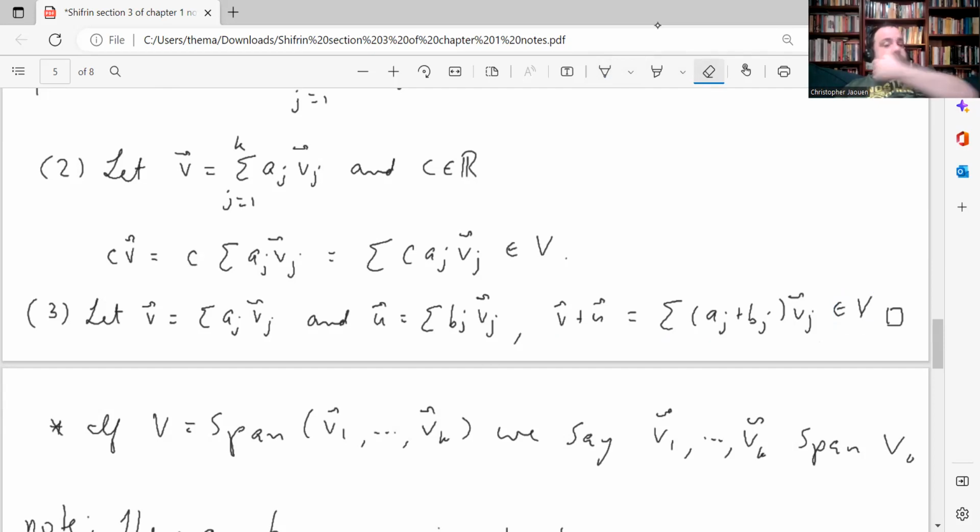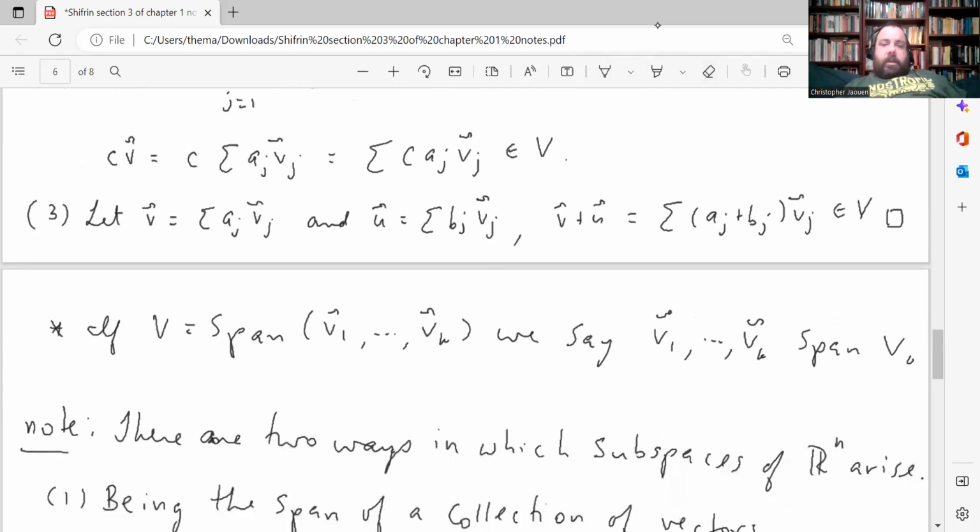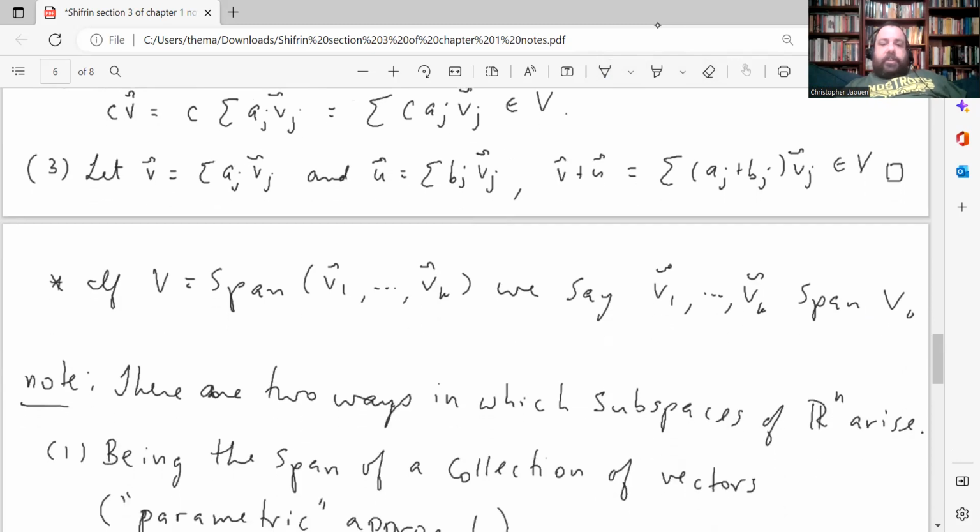Right, so that means that it's a subspace, right? Because it satisfies those three conditions. Okay, here's just some terminology.